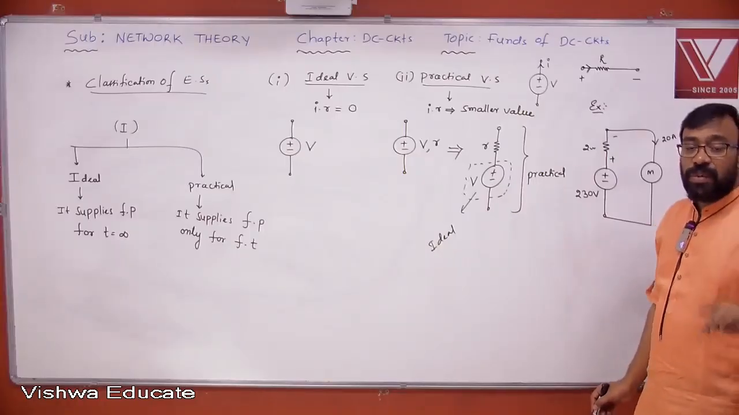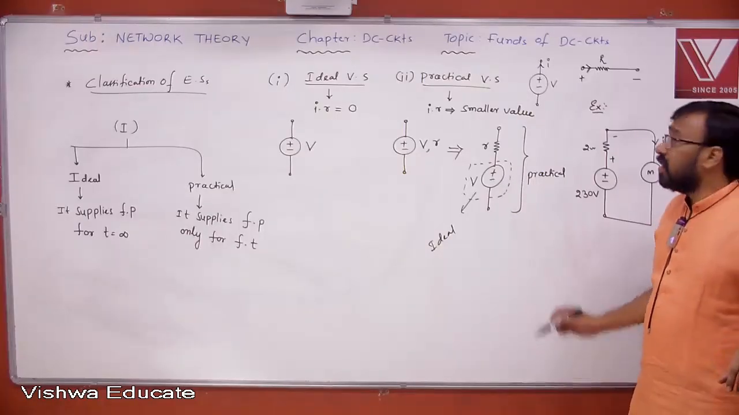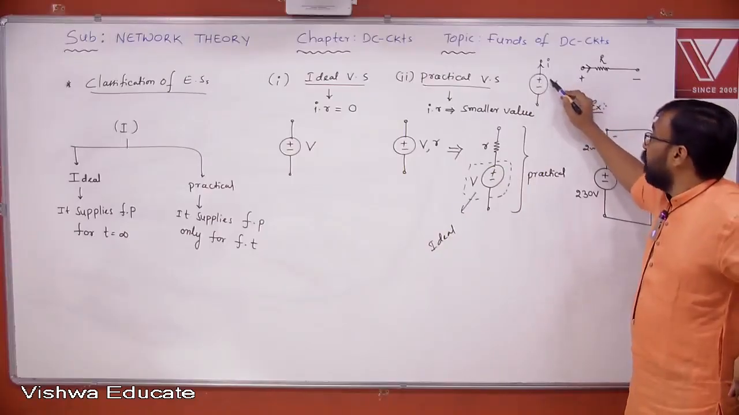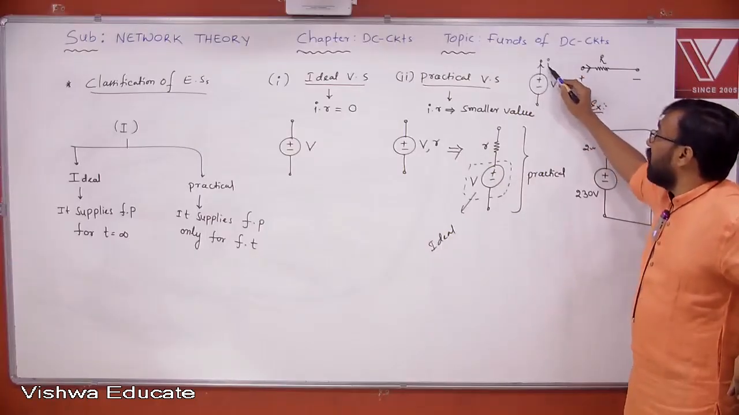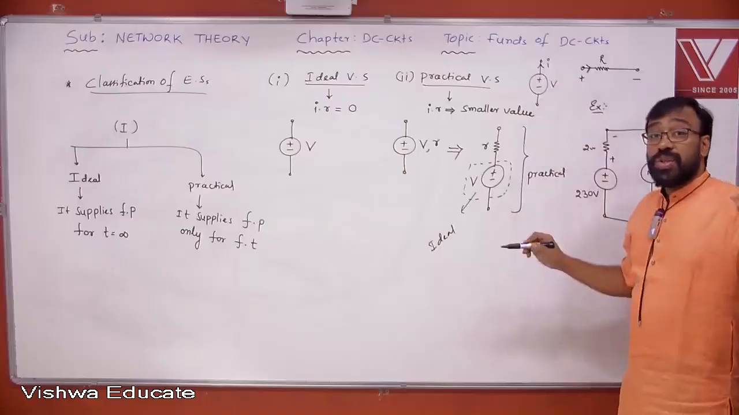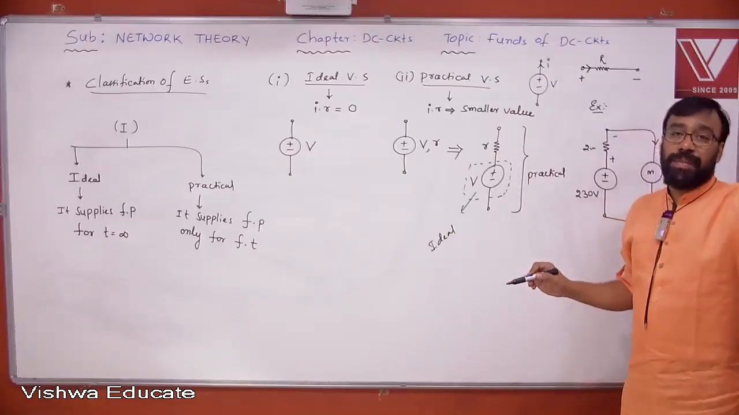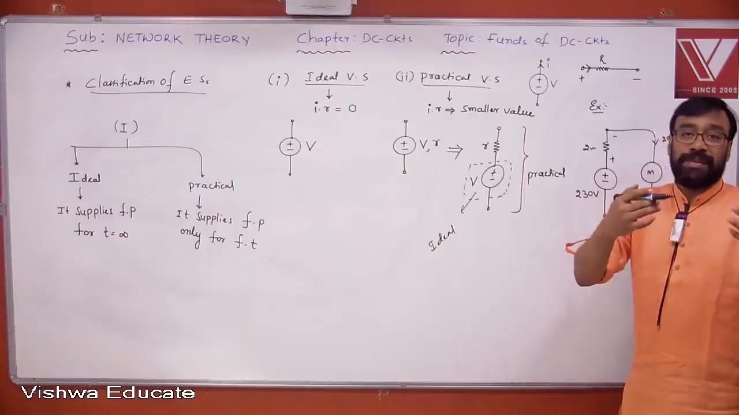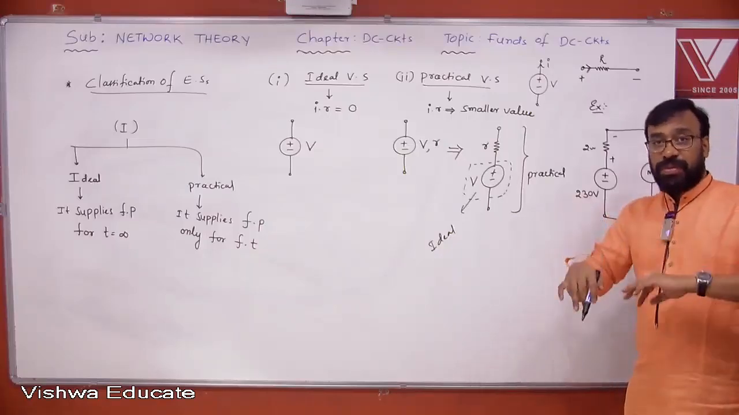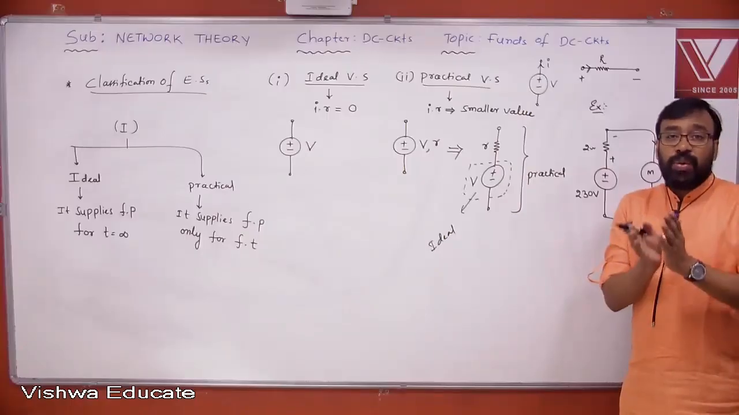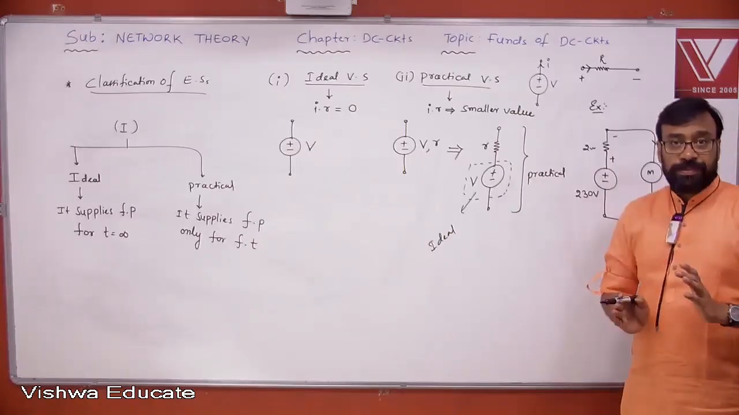I repeat once again, what is the active convention here? Active convention says that in the case of an active element, if the value V is positive, then the positive current will leave from the positive terminal so that that particular element is going to supply the power. Active element supplies the power. Passive element absorbs the power. So with respect to that, the two conventions are defined here, active convention and passive convention. You understand, all of you?